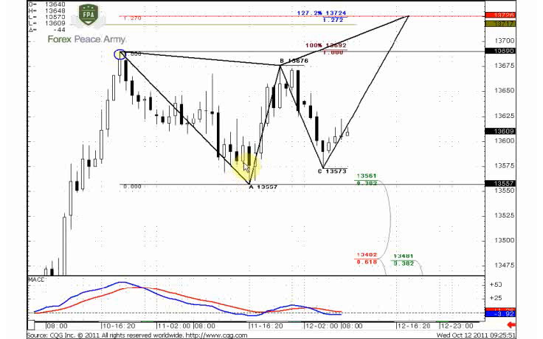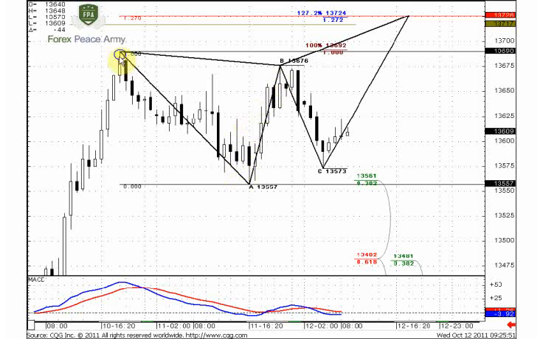What we see here is particularly what I mean when I say wait for the clear patterns. This doesn't mean that this butterfly has to happen.